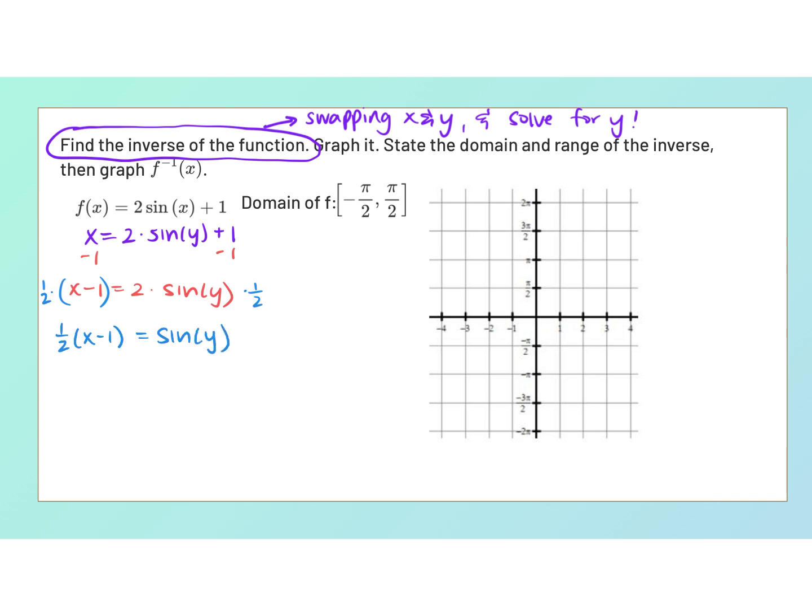And then to undo the sine ratio, we're going to take the inverse sine of both sides. And so that entire left-hand side is now inside of the inverse sine function. So we have y equals inverse sine of 1/2 times (x minus 1).